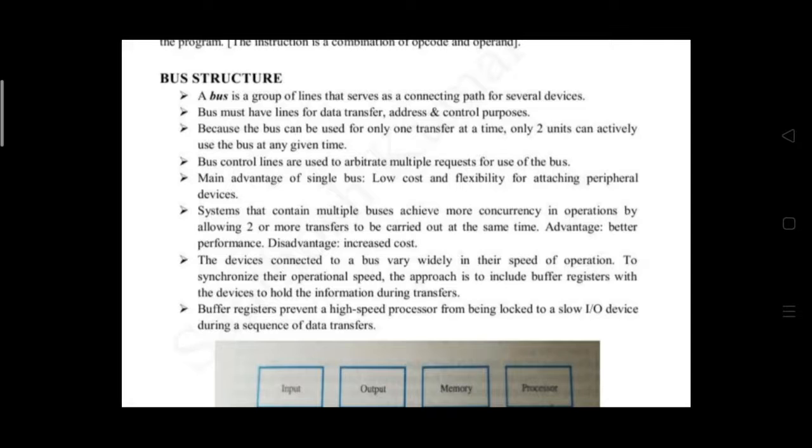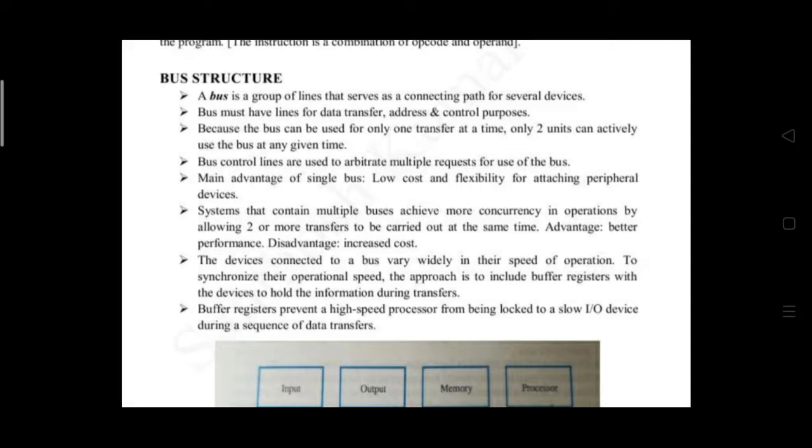But the bus must have lines for data transfer, address transfer, as well as control. So a bus is nothing but a set of three wires: data, address, and control. They handle transferring of data, transferring of the location value, and transferring of the control information. Because the bus can be used for only one transfer at a time, only two units can actively use the bus at any given interval.